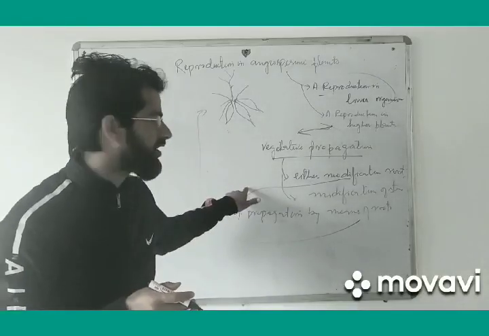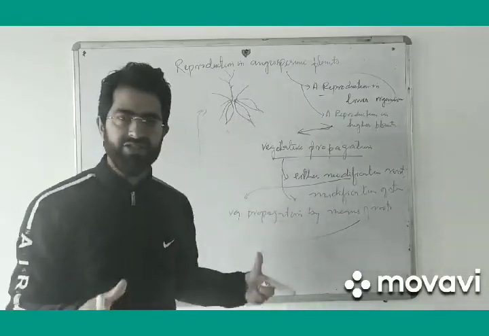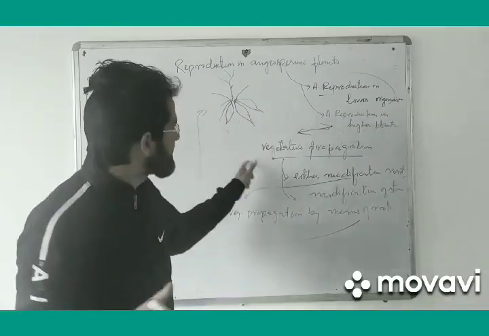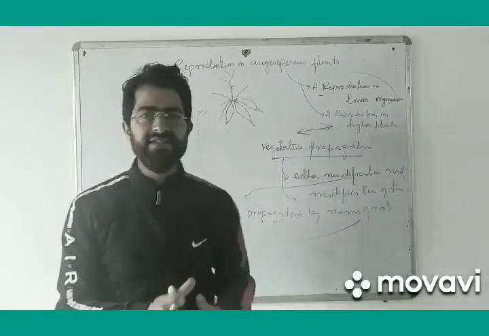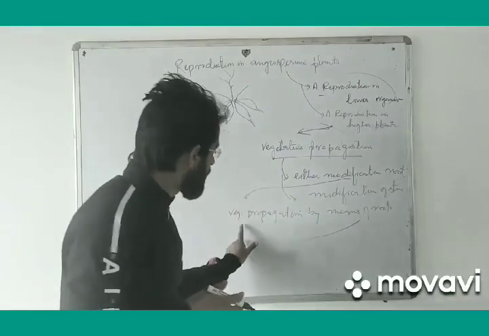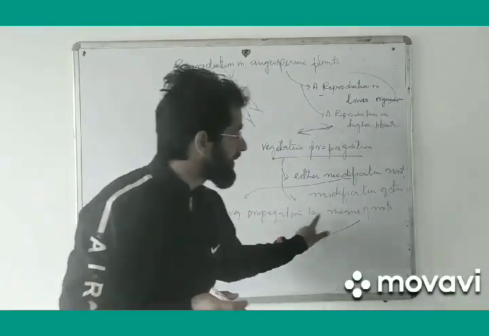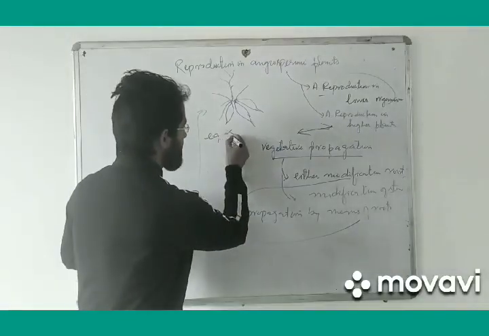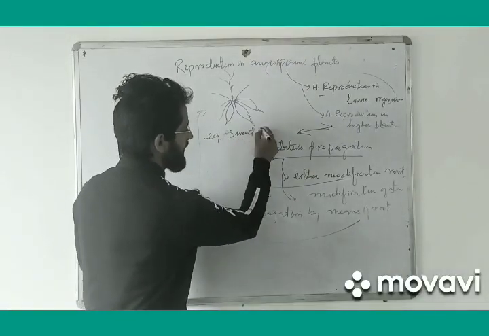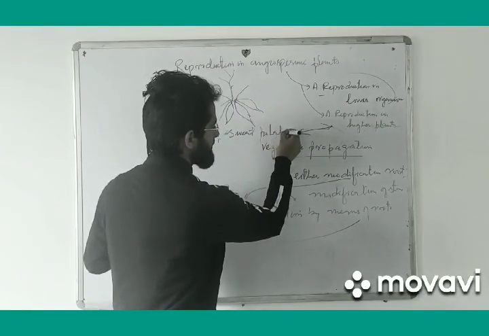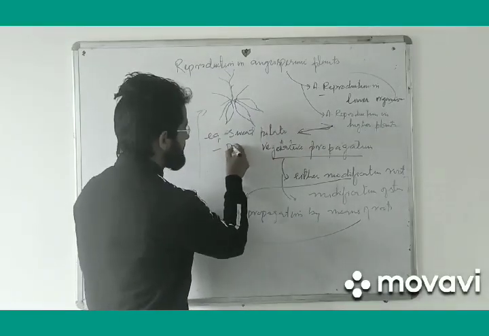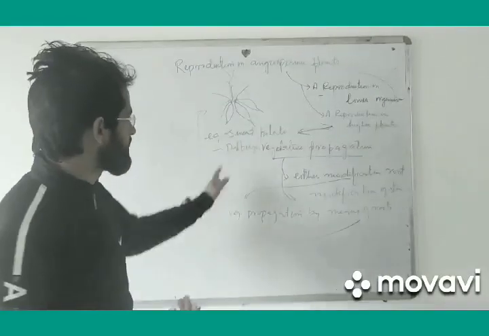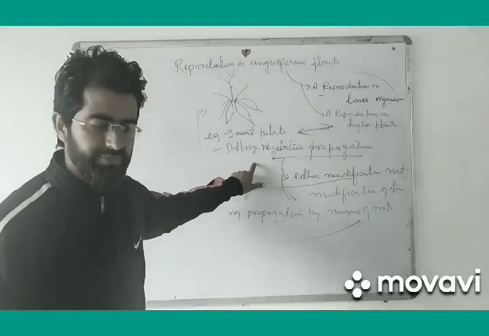When this phenomenon occurs, that means the roots bulge or become tuberous, and these tuberous roots later on get detached from the parent plant and result in formation of new individuals. We call it vegetative propagation by means of roots. In this, there are a few examples. One is sweet potato, and second is Dalbergia. There are other examples too.